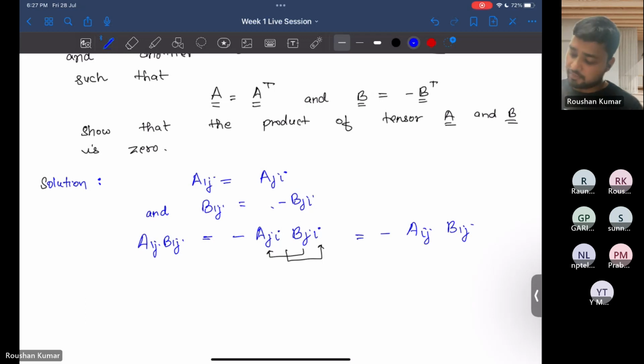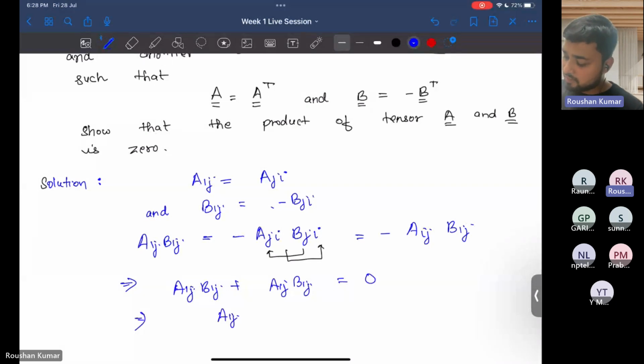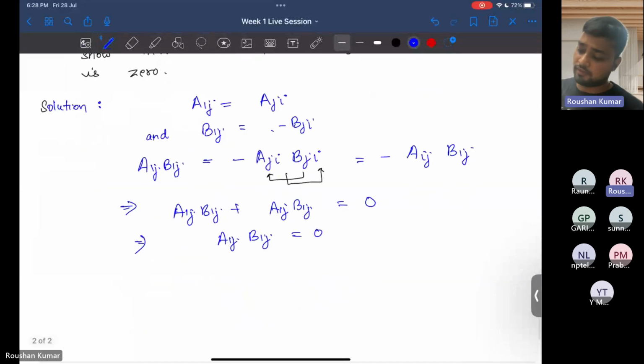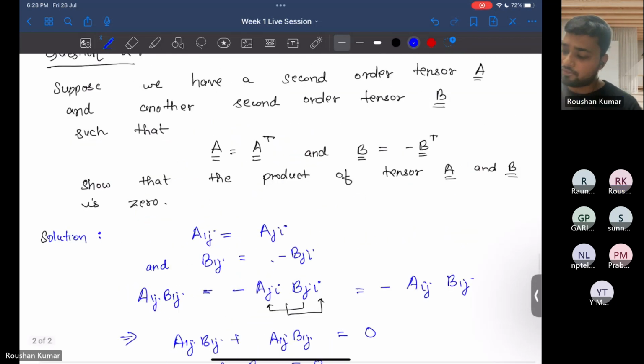Next we do the operation. So when it goes from minus here, that means this term, put it back to the left hand side, we get Aij Bij plus Aij Bij is equal to 0. That means Aij Bij is equal to 0, which basically means A into B tensor is equal to 0. So it proves that the product of a symmetric and skew symmetric tensor is 0.